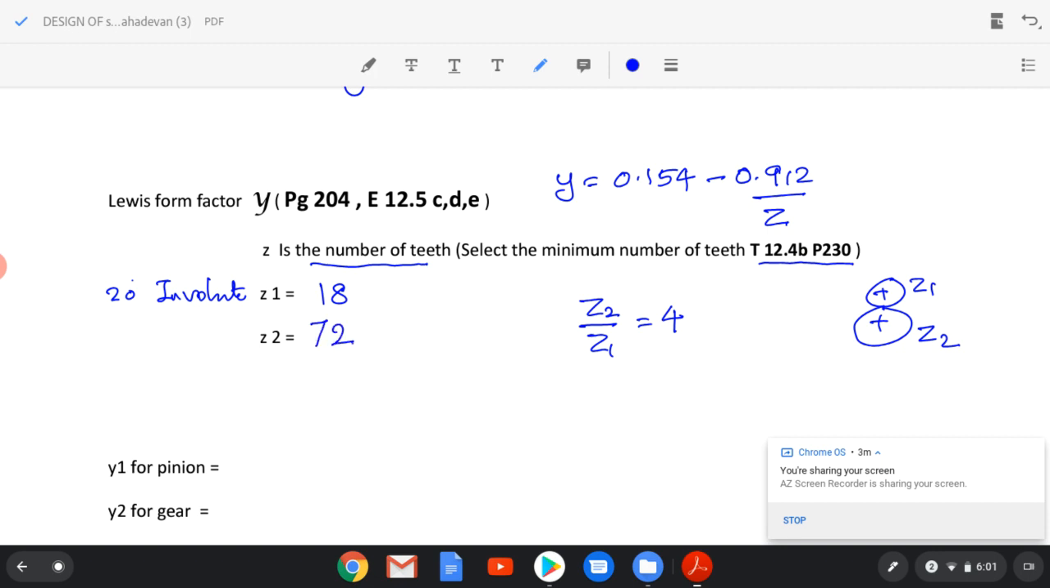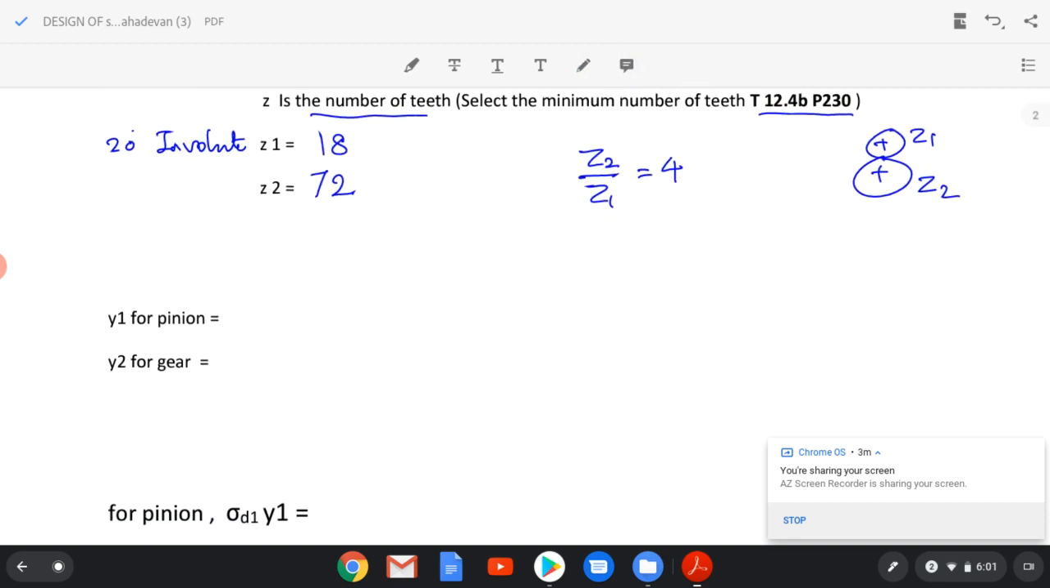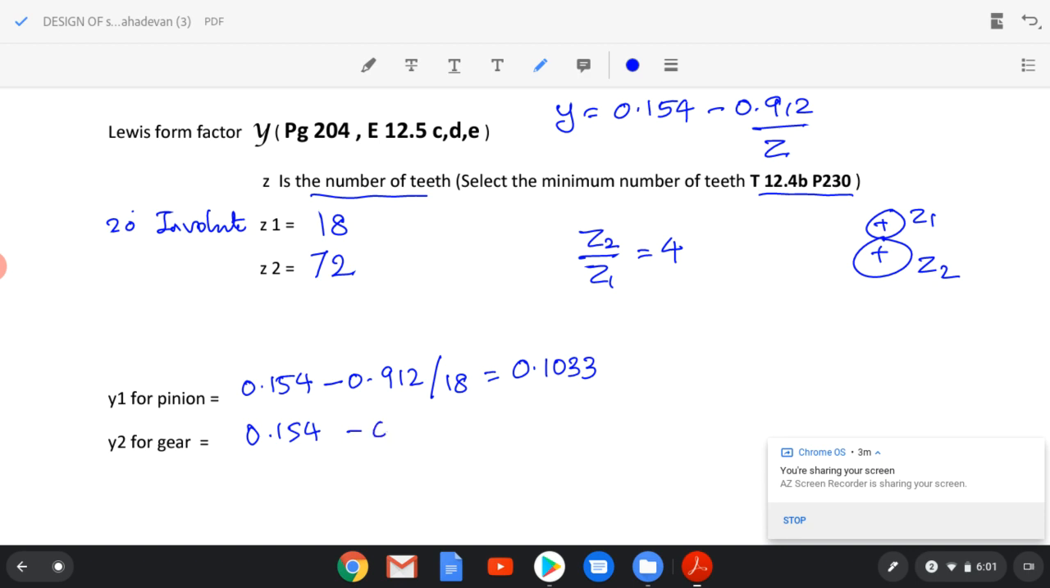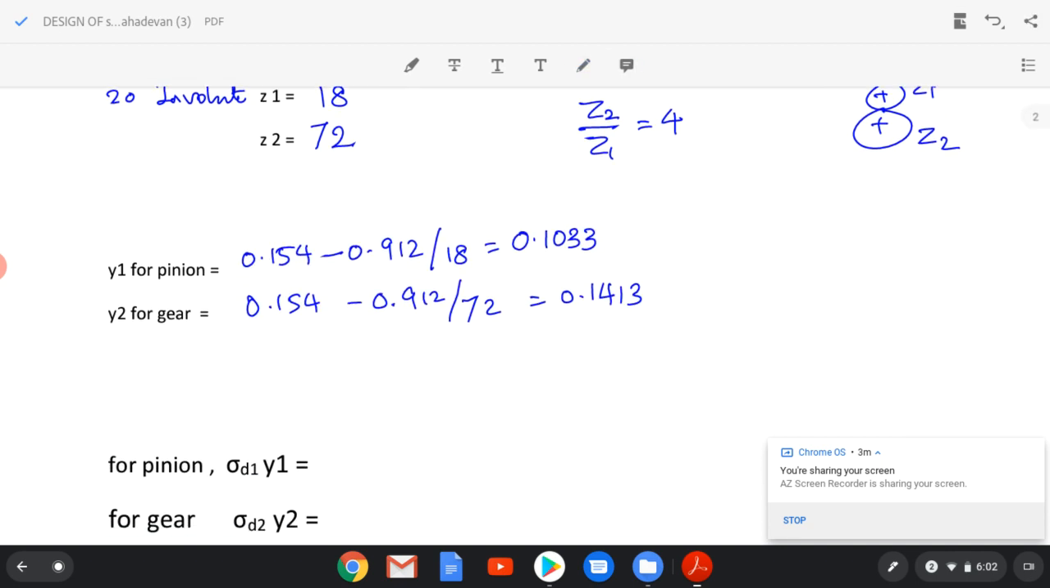Taking these values in the equation for y, we can find y1 equal to 0.154 minus 0.912 by, instead of Z, we substitute Z1 18. That value will come to 0.1033. And similar value for gear, it is 0.154 minus 0.912 by 72. That value will come up to 0.1413. So we have got the values of y1 and y2.